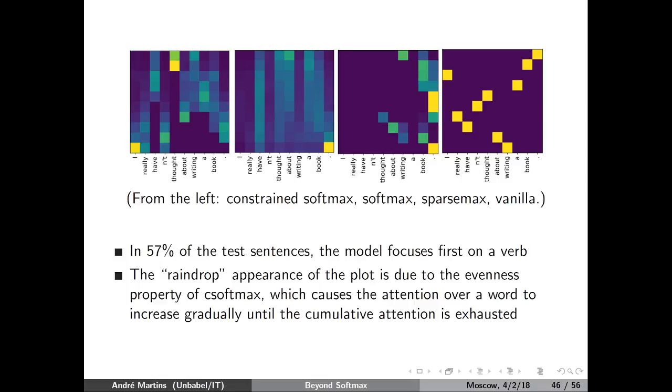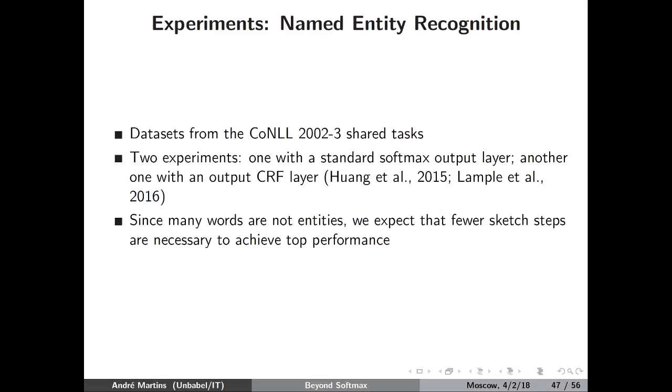So okay, we also tried to apply this to named entity recognition. So we use datasets from the CoNLL shared tasks. We did two experiments. One where we use a standard softmax output layer, and the other one where we use a CRF layer in the output, which is closer to the state of the art. And there is one crucial difference between named entity recognition and part-of-speech tagging, which is that in NER, most words are not going to be entities. So there's a label that clearly dominates all the others, which is the outside label.